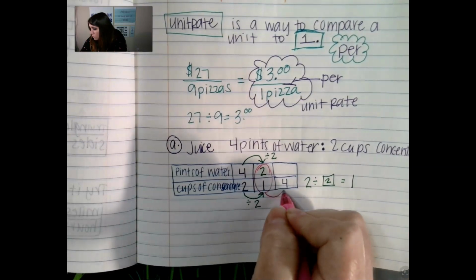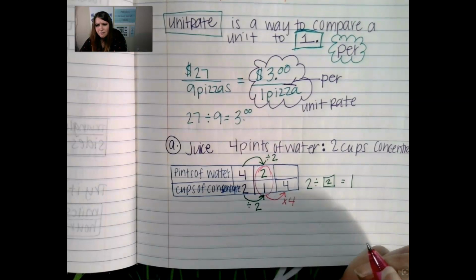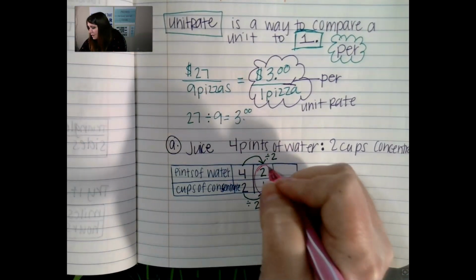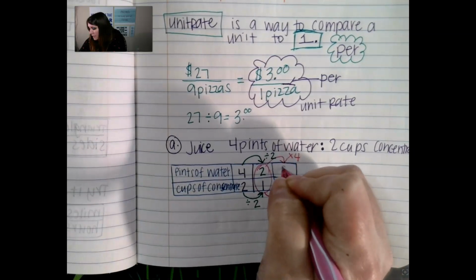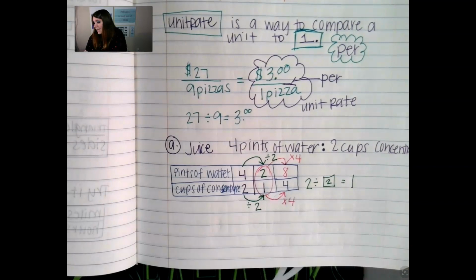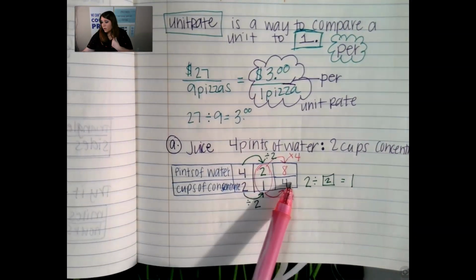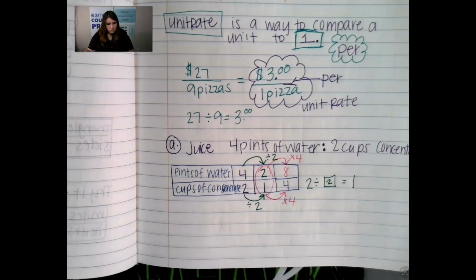So 1 times what gives me 4? Well, I just multiply by 4, right? So if I do that here on the top, I'm going to multiply by 4, and that gives me 8, because 2 times 4 is 8. So when I have 4 cups of concentrate, I'm going to need 8 cups of water to make my juice. All right, let's do another example.